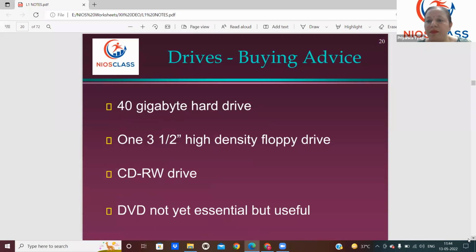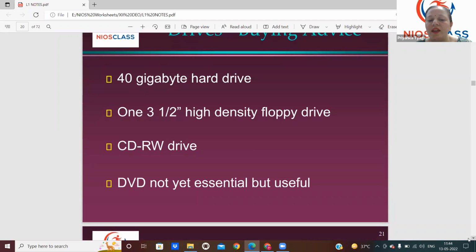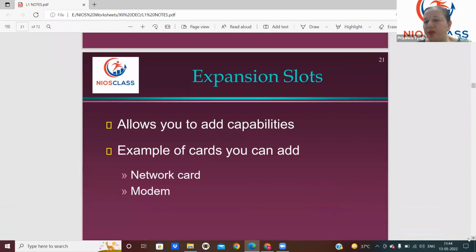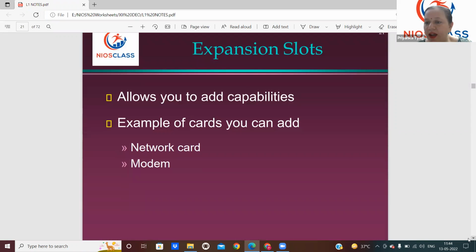Now, drive buying advice. A 40 gigabyte hard drive, at least, you should purchase, right? If we have a floppy drive, they have given you the instructions regarding that. CD rewritable drive, DVD not yet essential, but it is useful. Nowadays, the majority of the population connected with IT, information technology, always refer to the pen drive as external storage.